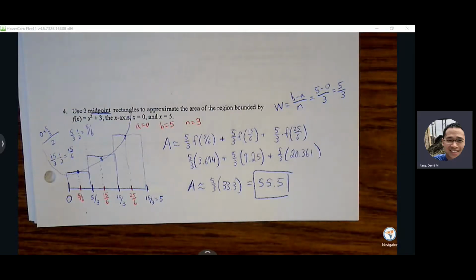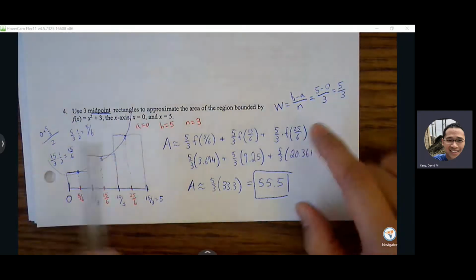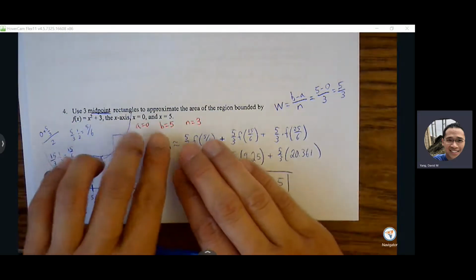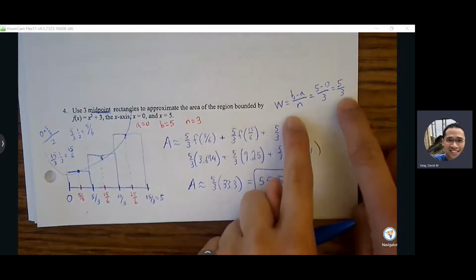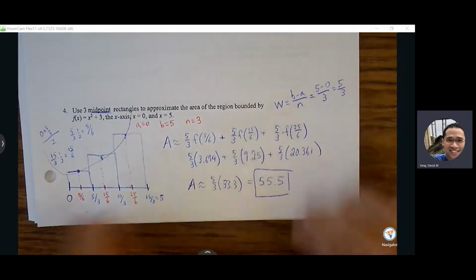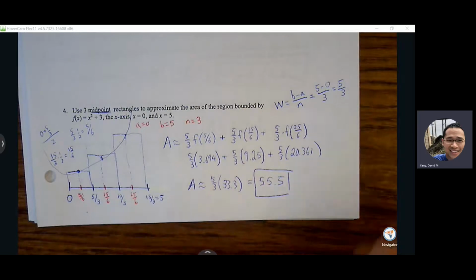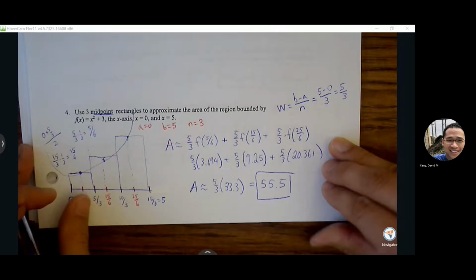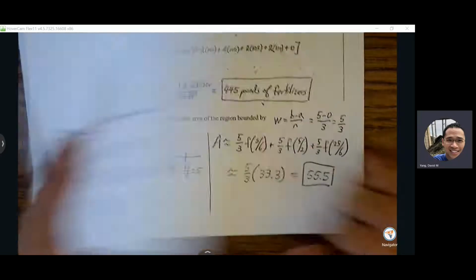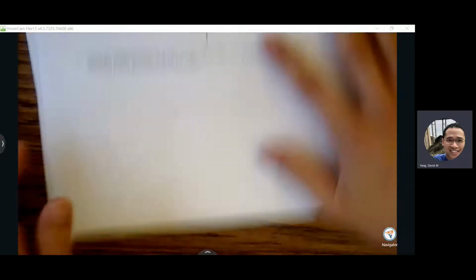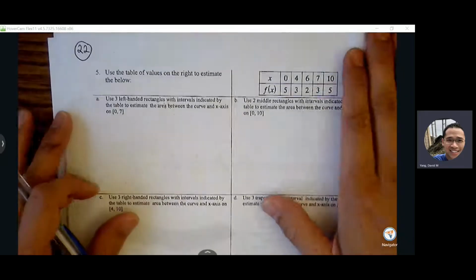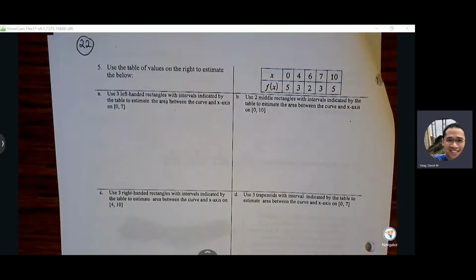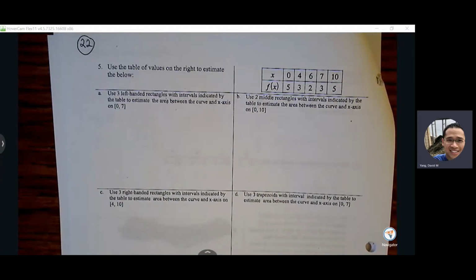Okay, any questions here? So if you're only given the function and a and b and n value, you're going to have to go through this method of getting to the width and building your subintervals on your own. Okay. Now, next page, we have a slightly different method if you're given the table of values.